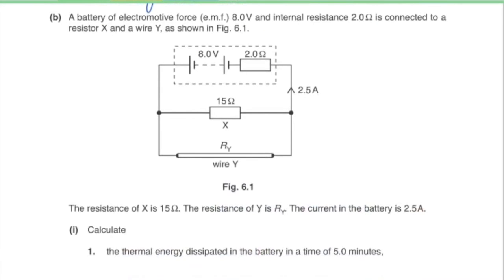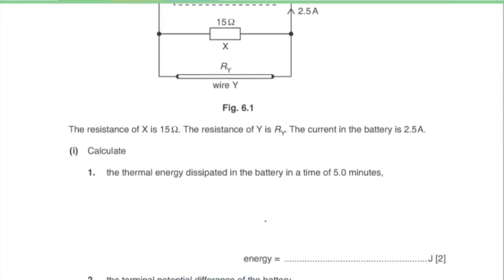Part B, a battery of electromotive force 8 volts and internal resistance 2 ohms is connected to a resistor X and a wire Y as shown in figure 6.1. The resistance of X is 15 ohms. The resistance of Y is Ry. The current in the battery is 2.5 amperes. Calculate the thermal energy dissipated in the battery in a time of 5 minutes.